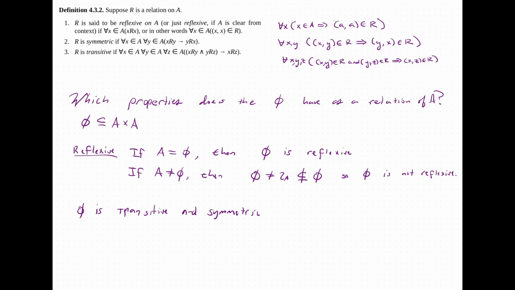In the case of reflexive, the premise was x is in A, and so it does depend on whether A is empty or not. If A is empty, then we do get back that the empty set is reflexive. But if A is non-empty, then we have that a comma a being in R is false. And so now we have a true premise and a false conclusion, so the conditional is false, and hence not reflexive.